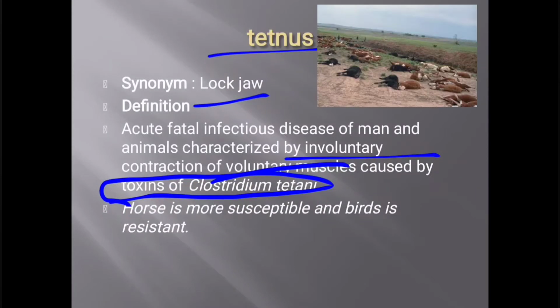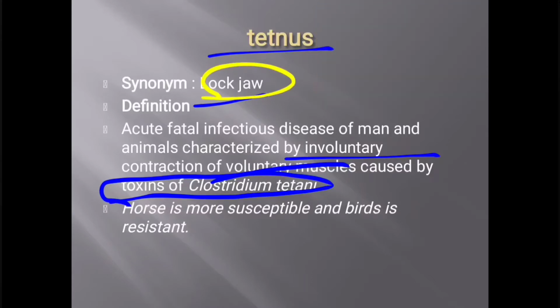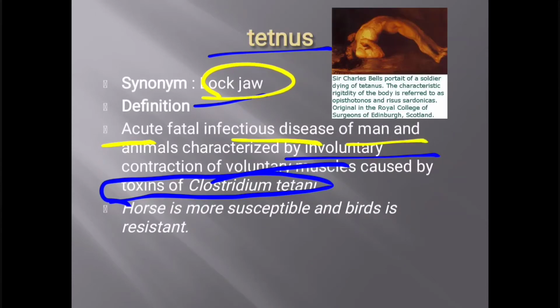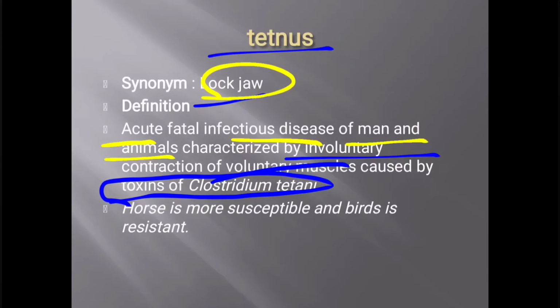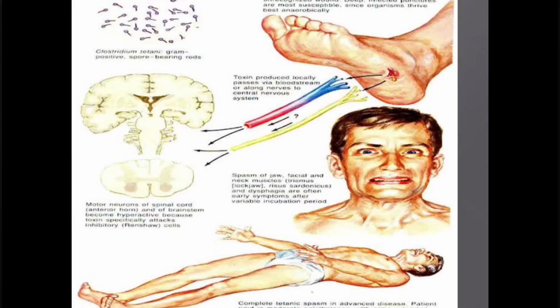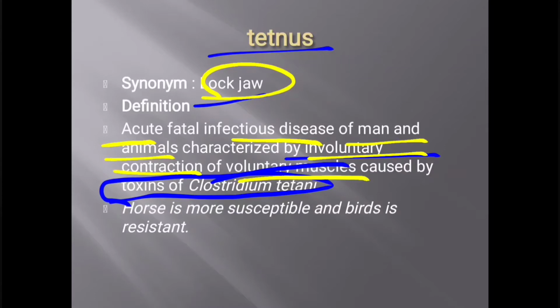In this video, we will discuss tetanus, which is also well known as lockjaw disease. This is an acute fatal infectious disease of both man and animal, which is characterized by involuntary contraction of voluntary muscles, caused by the toxins of Clostridium tetani. This is not merely caused by the rod itself, but the toxins secreted by Clostridium tetani interfere with the inhibitory neurons of the nervous system, thereby causing tetanus.